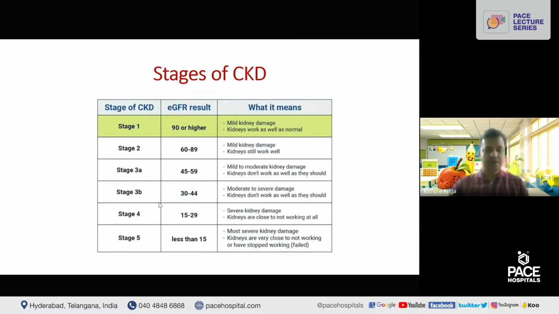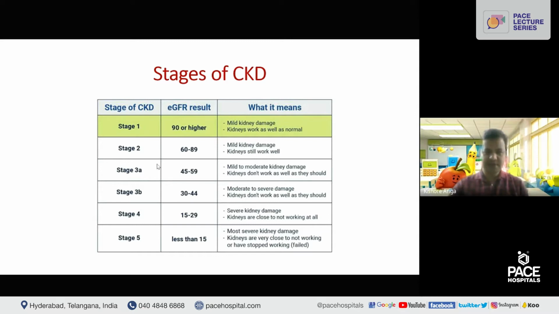So coming to stages of chronic kidney disease, here I wanted to concentrate on the criteria which we use for diagnosing or staging the CKD. Here it is eGFR. So GFR is calculated by some formulas, which I'll be telling later.